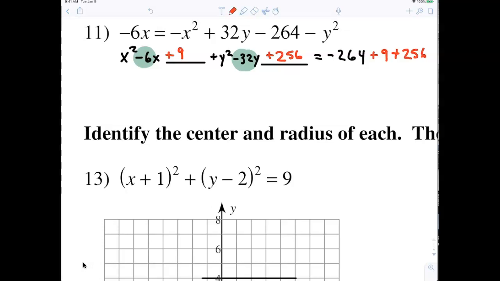Now that we've done that, you have now created the perfect square. So now this becomes x minus 3 squared plus y minus 16 squared equals 1. All right, and from that, we now can just say that the center of my circle is 3, 16, and that has a radius of 1.